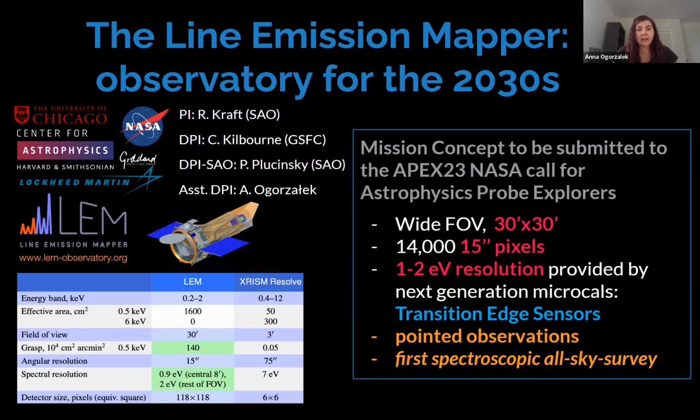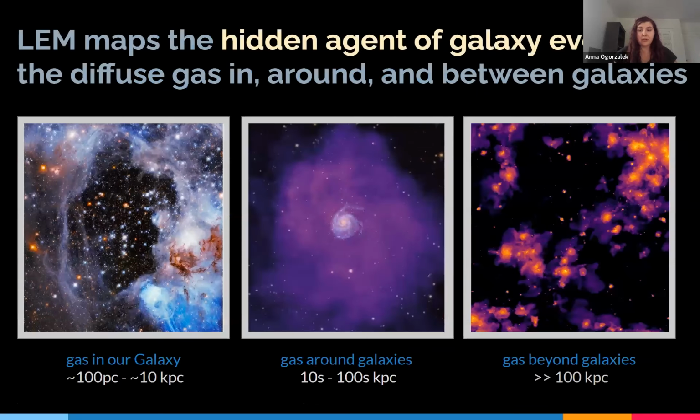But why am I excited about LEM? In a very short explanation, it's because LEM maps the hidden agent of galaxy evolution, the diffuse gas that's inside, around, and between galaxies, and it contains all of the messiness that cosmologists complain about, all of those baryonic feedback processes. It's really critical to map this gas to finally get some physical insights.